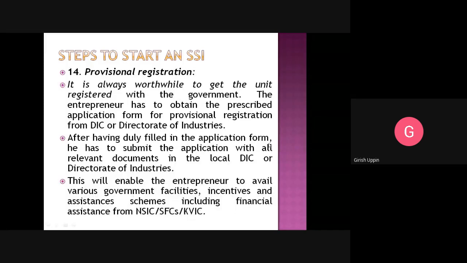Then provisional registration. Registration is the most important point. Whenever you start your enterprise, it should be registered. And for registration, there is a certain procedure that needs to be followed. It is always worthwhile to get the unit registered with the government. The entrepreneur has to obtain the prescribed application form for provisional registration from DIC or Directorate of Industries.